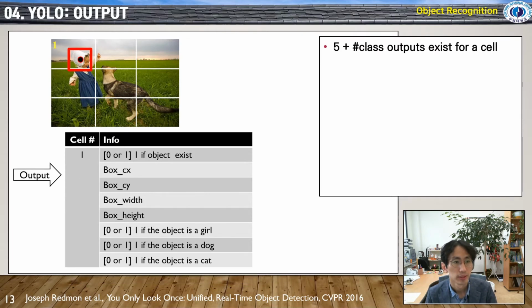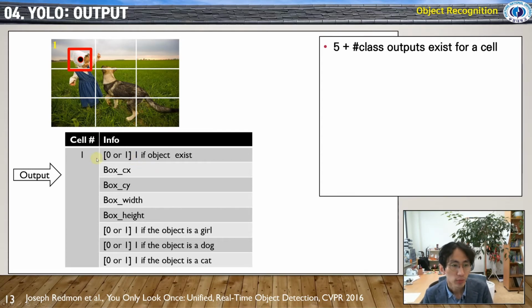Okay, so for example, let's look at cell number 1. If there is an object in cell number 1, that means the center point of the object is in cell number 1. Then from the center point, if we know the width and height of the object, we can make a box. We can draw a box around the object. And then we may say, okay, this is the girl.